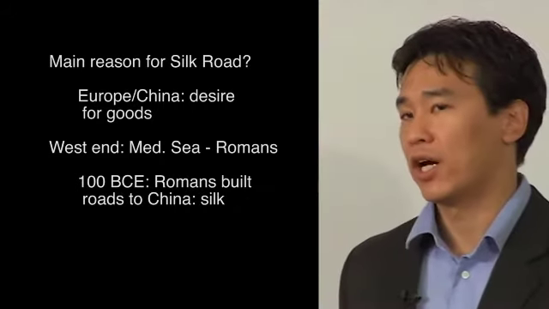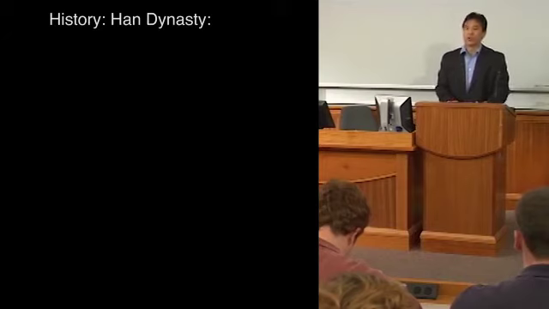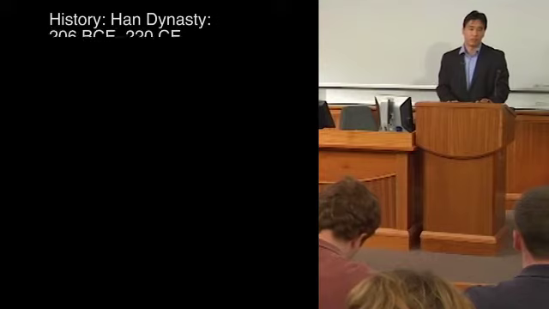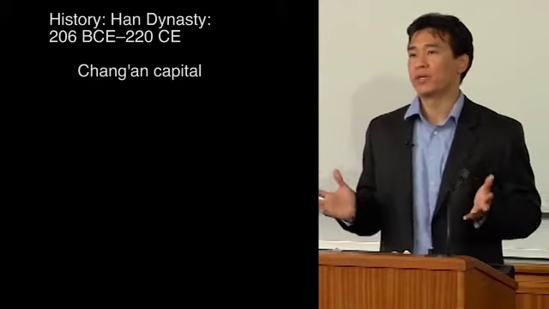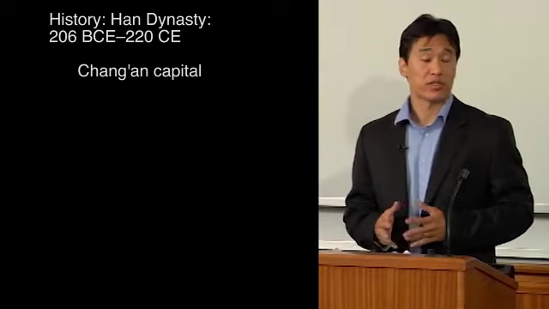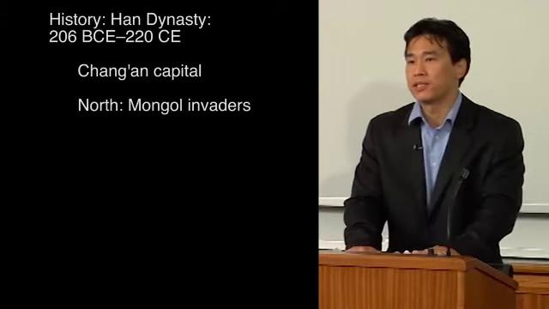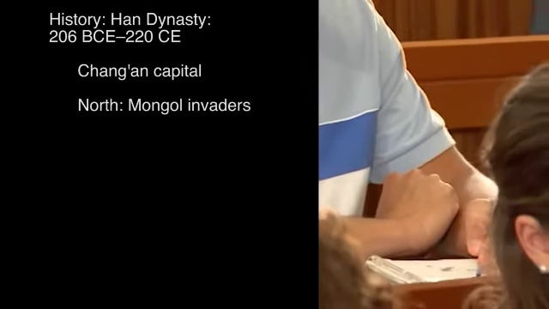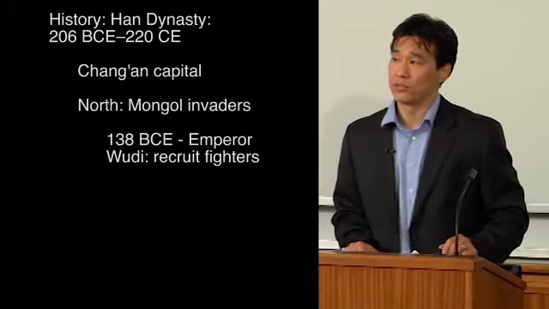Meanwhile, from the east end in China, the Han Dynasty was in power. We have to review a little history at this point. The Han Dynasty ruled China from 206 BCE to 220 CE, as I mentioned, and Zhang'an was the capital. But because China was so big, it was very difficult to defend, especially against the Mongol invaders from the north. So in 138 BCE, Emperor Wudi, that's W-U-D-I, sent a group out to Western China to recruit fighters for the conflict with the Mongol invaders.